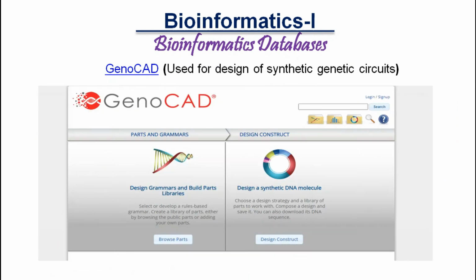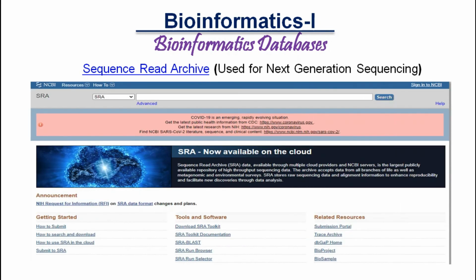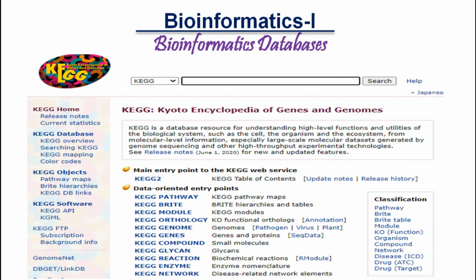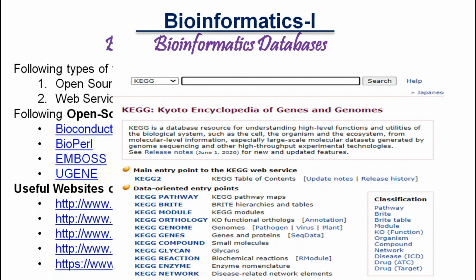And the next tool is GenoCAD. GenoCAD is a tool used to design synthetic genetic structures. What are genetic structures? We will talk about it later in our course. And what is the Sequence Read Archive? Basically, it is used for next generation sequencing. And the last one we have is the Kyoto Encyclopedia of Genes and Genomes. It basically provides us the understanding of the biological system or the utilities of a biological system.